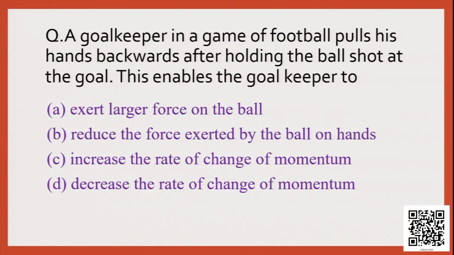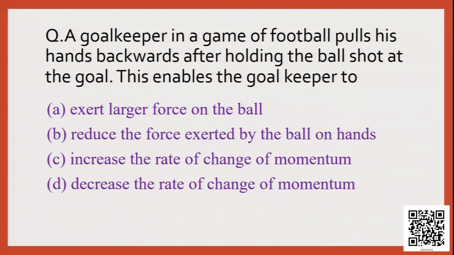So, let us look at the question. A goalkeeper in a game of football pulls his hands backward after holding the ball shot at the goal. This enables the goalkeeper to: option 1, exert large force on the ball; reduce the force exerted by the ball on hands; increase the rate of change of momentum; decrease the rate of change of momentum.